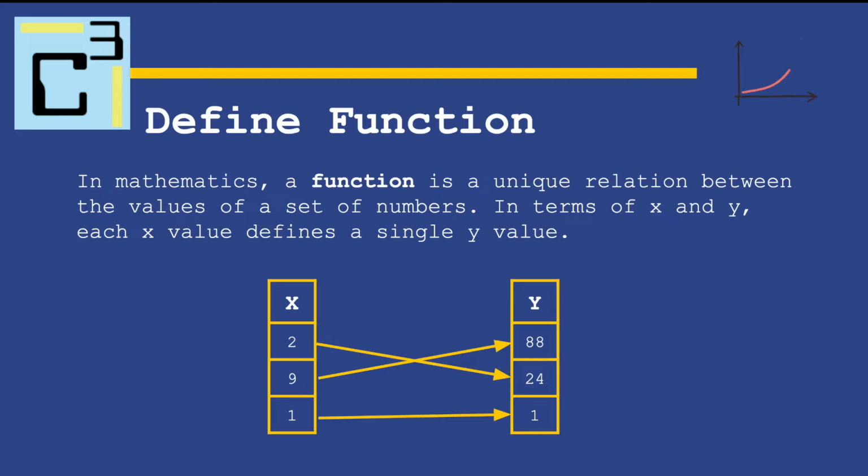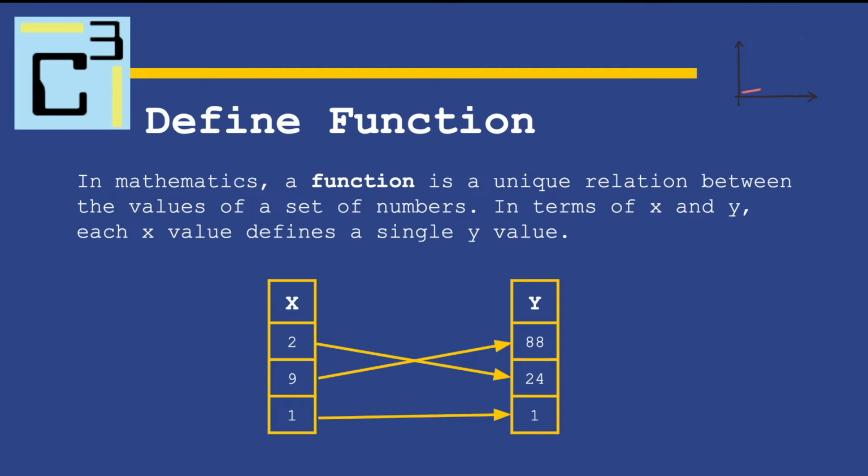So defining a function, in mathematics, a function is a unique relation between the values of a set of numbers. In terms of x and y, each x value defines a single y value. So we're going to see that in Python 3, when you call a function, you're going to get a specific output, okay? And whether you're inputting values in, that specific inputted value into that function is going to output something unique to the caller. So same thing in mathematics.